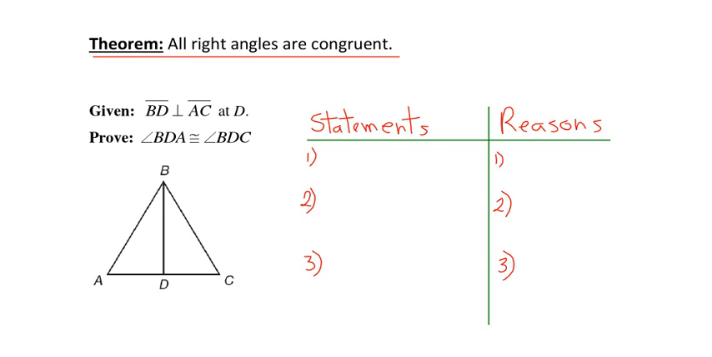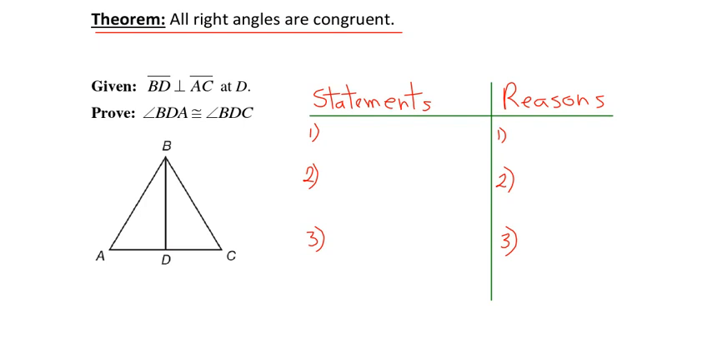So I'm going to just show you how we would use that here. We have a given which says BD is perpendicular to AC at D, very similar to the last one. And our job is to prove that angle BDA is congruent to angle BDC. So we want to show that these two angles are equal. We don't know right now that they are equal. It is our job to show that they are equal.